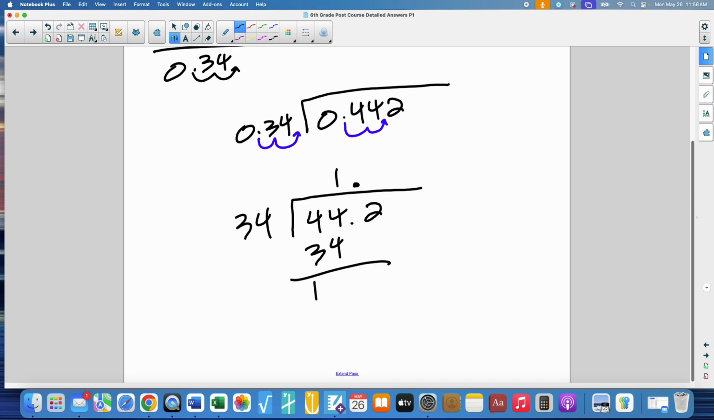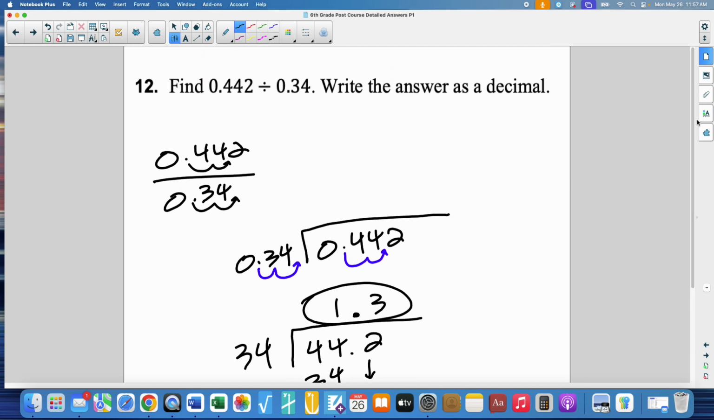And that's going to give us 1, 0. Bring down the 2. 34 goes into 102. Is it going to go 3 times? Yeah, it's going to go 3 times exactly, and it's 102. So my answer is going to be 1.3. My answer is 1.3 is my decimal answer.